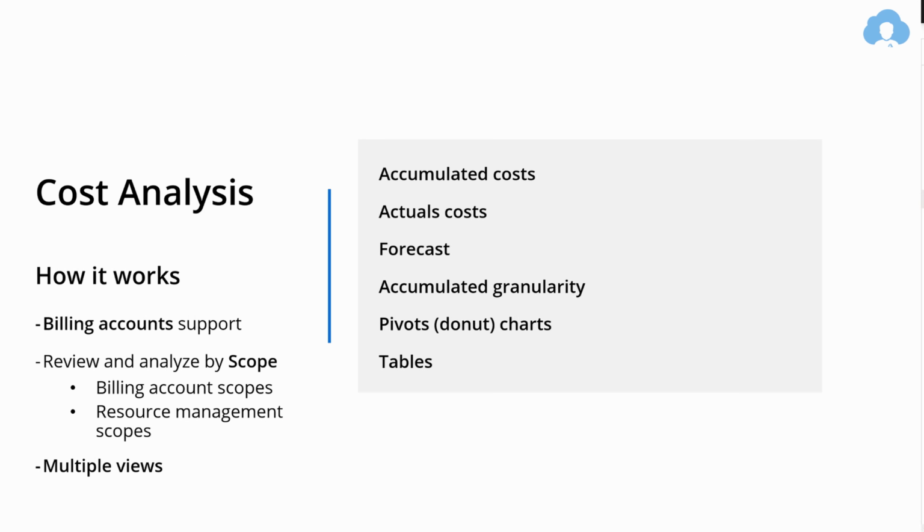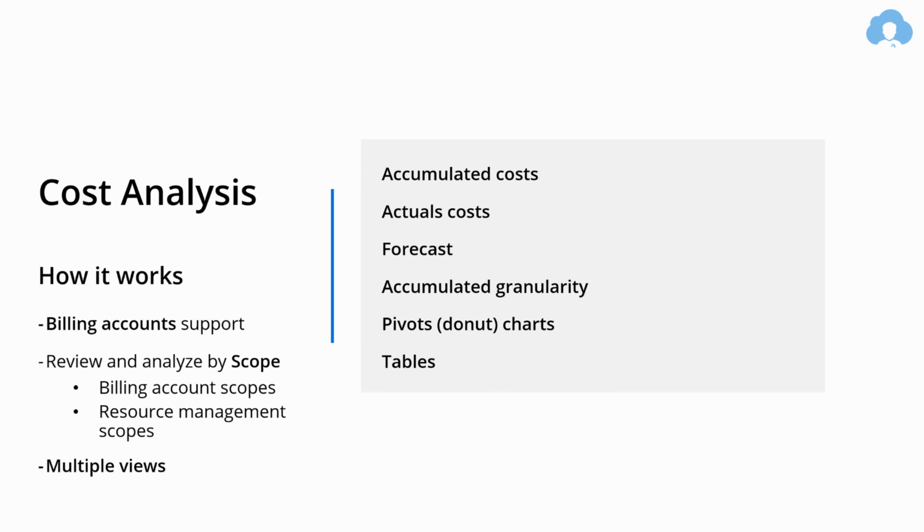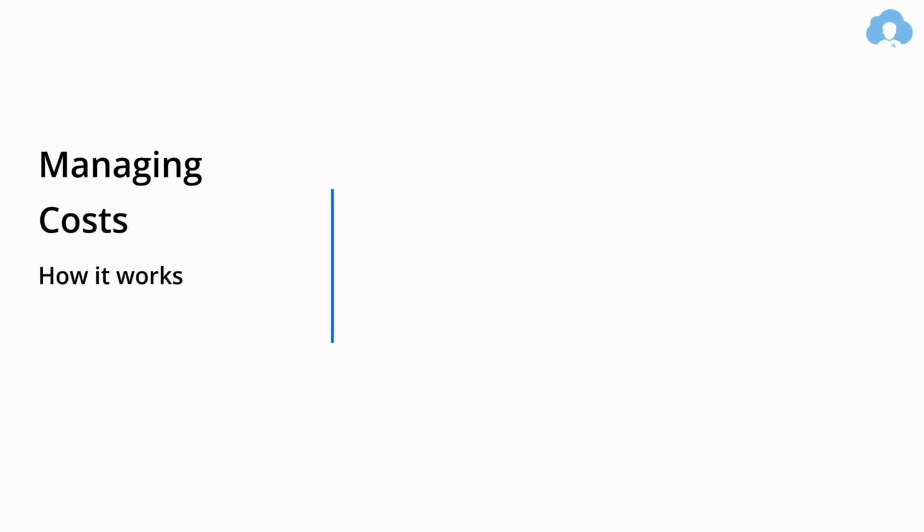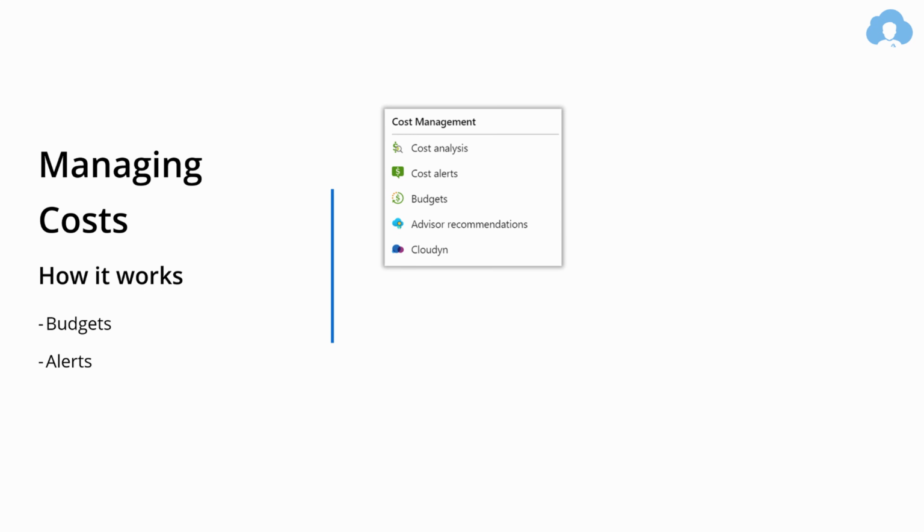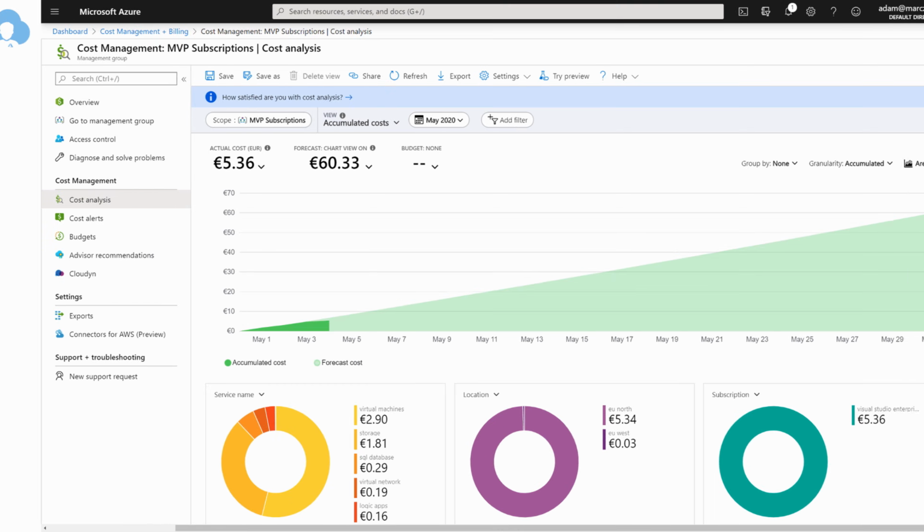So what else do you get there? Because what I showed you right now is how you can find what was happening in the past, but how you can react and manage costs for your Azure subscription using cost management. First of all, you can actually create budgets and alerts. You have already seen budgets and alerts in the portal, but let's actually take them for a spin and see how they work in a real scenario.